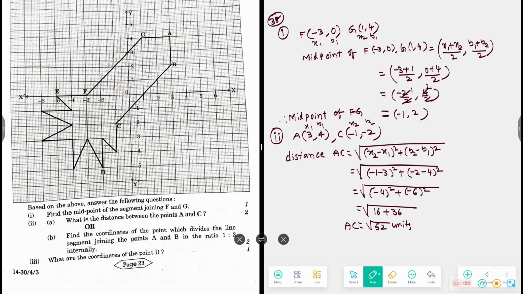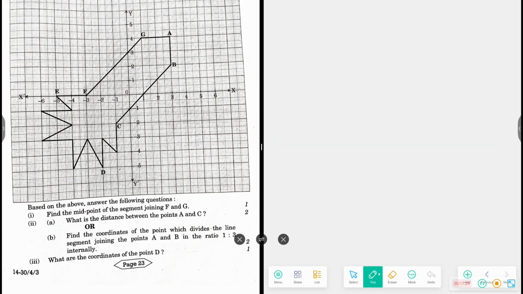For this we have internal choice also, another OR question. What is that question? How can we solve it? OR question. Here we have to find the coordinates of the point which divides the line segment joining A and B. So we have to write the coordinates of A. A is what? Just now we have written 3 comma 4, and B is 3 comma 2. B is 3 comma 2, and ratio is given as 1 is to 3. So we know the ratio m1 is to m2, 1 is to 3. We have to find out the point.